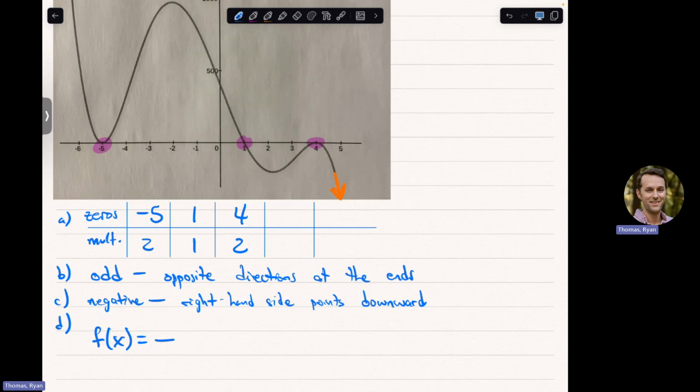How many factors are we going to get? 3. How do I know there are going to be 3 factors? Because there were 3 zeros and you get a factor for each zero. And we're going to talk more about that today. What do the factors look like? X plus 5. That one's squared because of the multiplicity. X minus 1. That one's got multiplicity 1, so that factor just shows up one time, so I don't need to write anything on it. And x minus 4 squared.